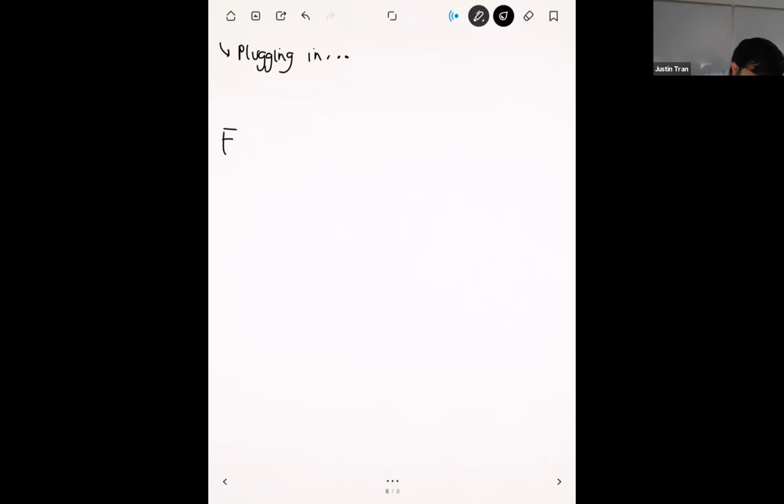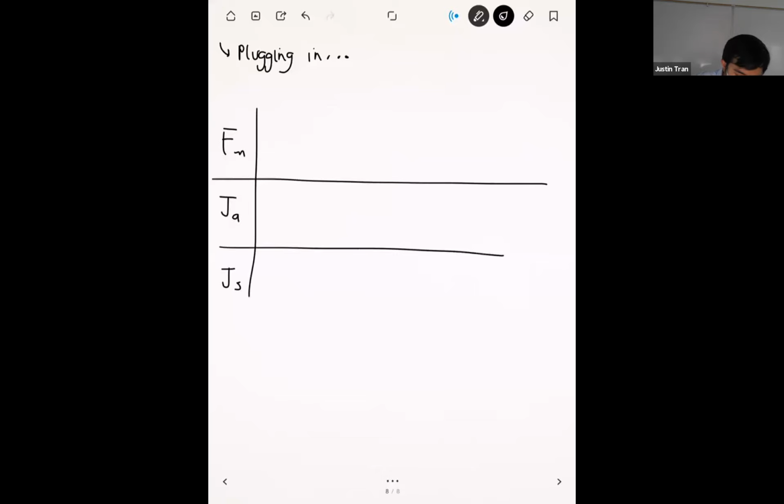So let me go ahead and summarize this in the table. So we have FM, we have JA, we have JS, and all these results here are going to be relative to the weight of the body. And so we have 3 different cases. And so I'm going to go ahead and write out the angles for each case.